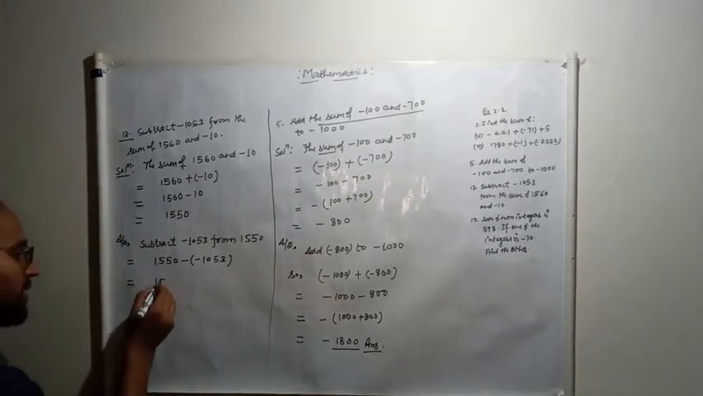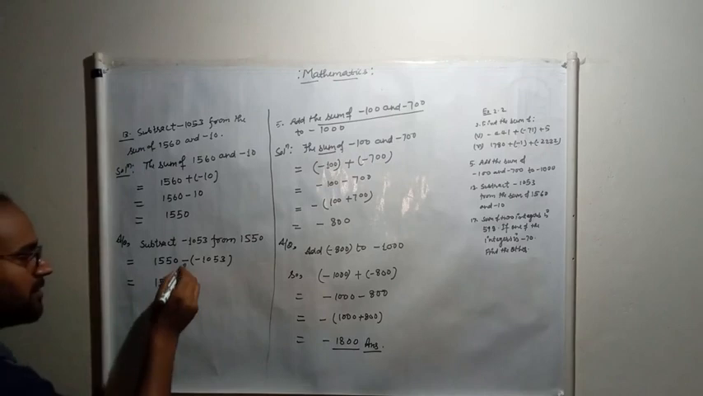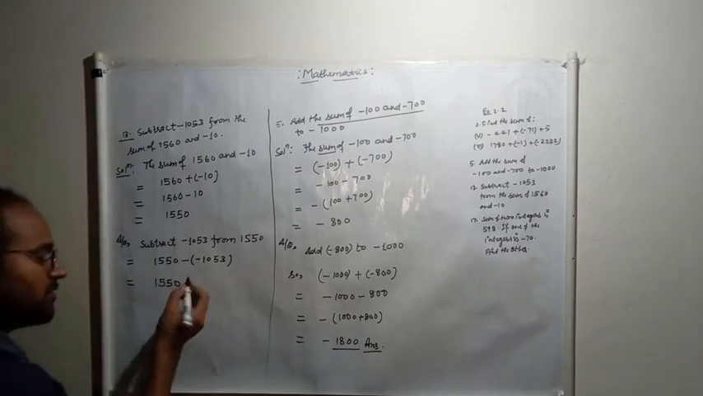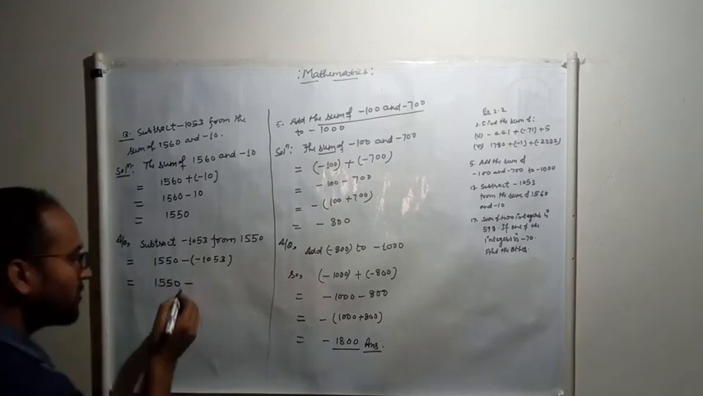So 1550 minus... minus is multiplied into minus. You know that minus multiplied by minus, you get plus there.